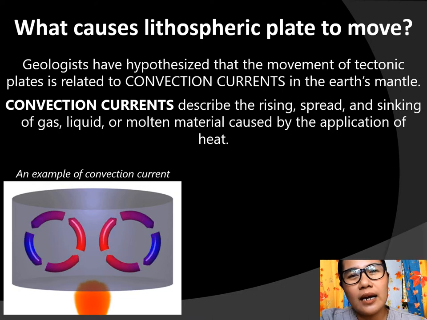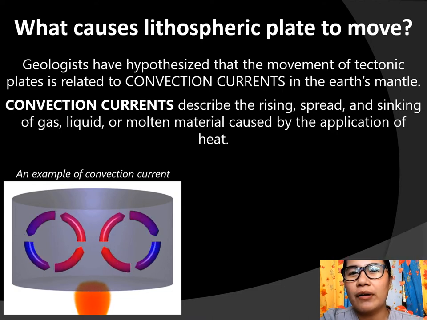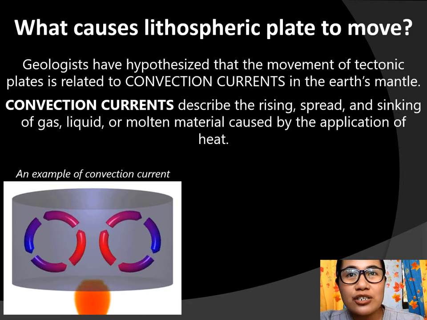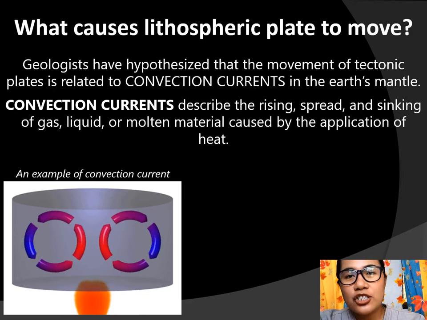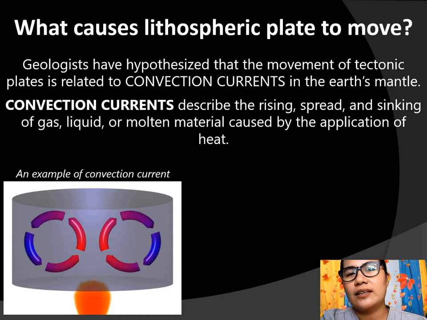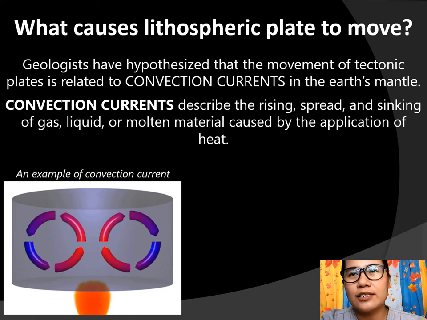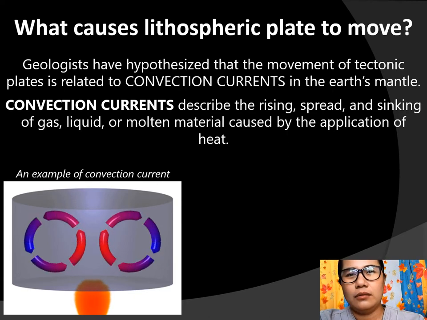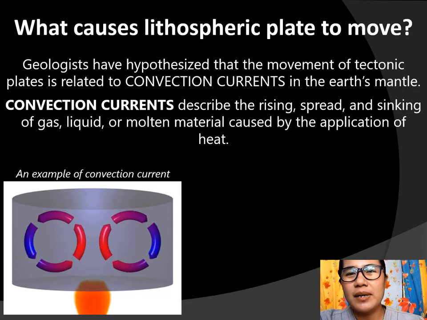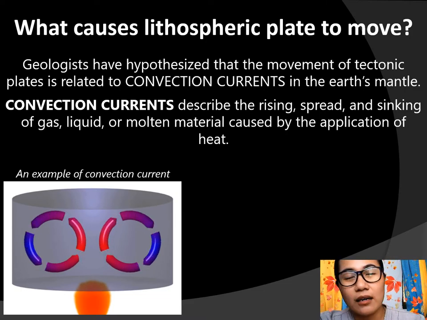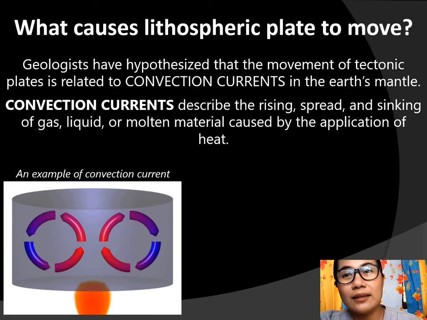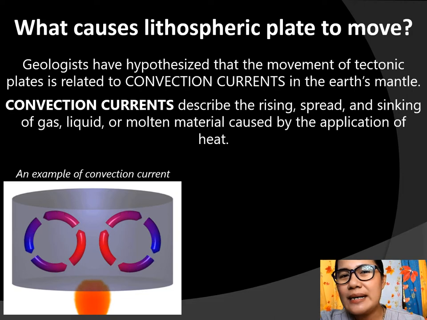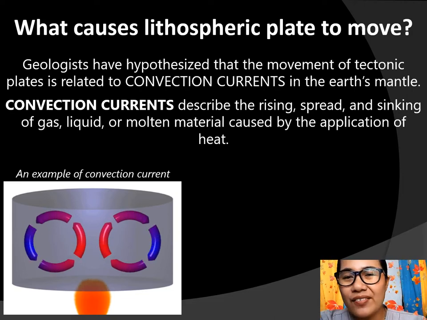So, unsa man ang rason nga naglihok ang mga lithospheric plates? The answer to that, ladies and gentlemen, is called convection currents. Geologists hypothesize that the movement of lithospheric plates or tectonic plates is related to convection current in the mantle of the Earth. What is a convection current? It is simply the rising, the spreading, the sinking of gas, liquid, or molten material caused by the application of heat. Remember, the outer core is very, very hot. The inner core is very, very hot.